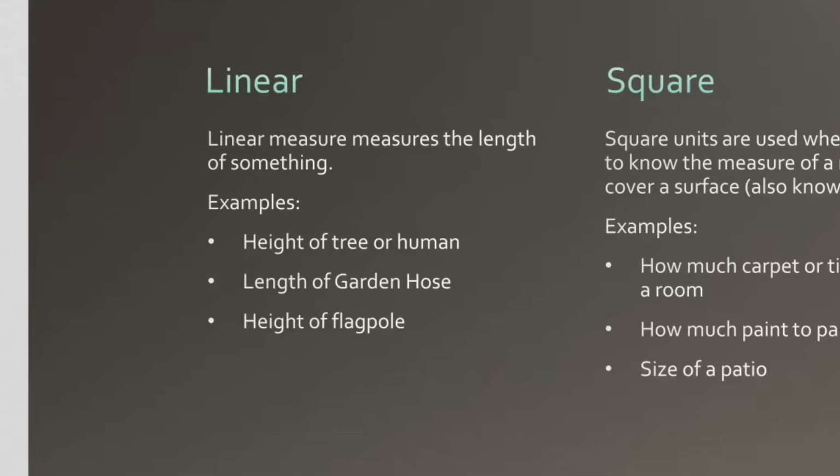And so linear is used, so whenever we say someone is 5 feet tall, we say that they are strictly 5 feet. We don't say 5 feet squared or 5 square feet or anything like that. Linear is just a simple unit of measure, whether it be inches, centimeters, feet, whatever.